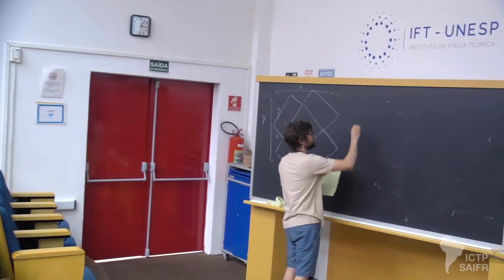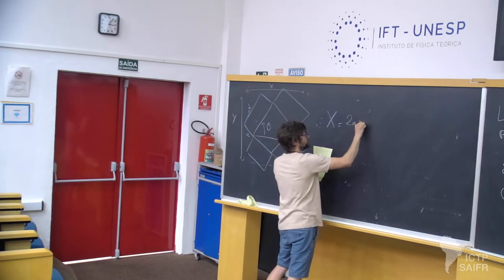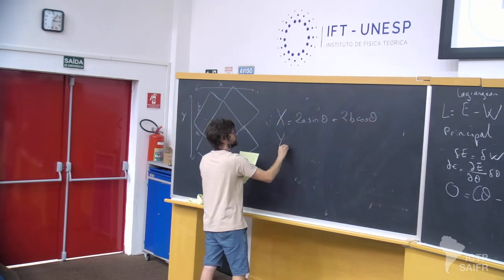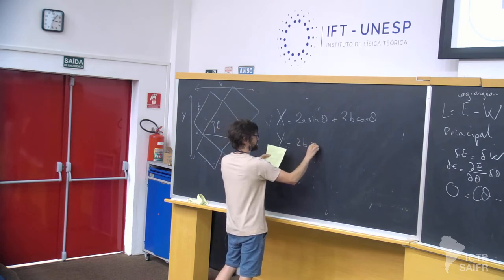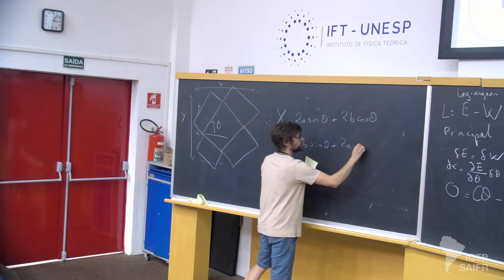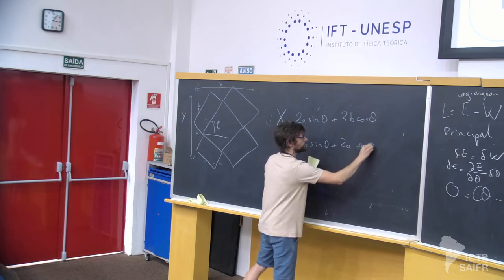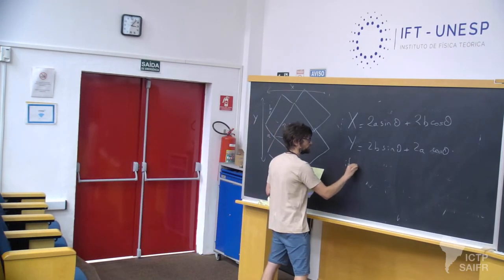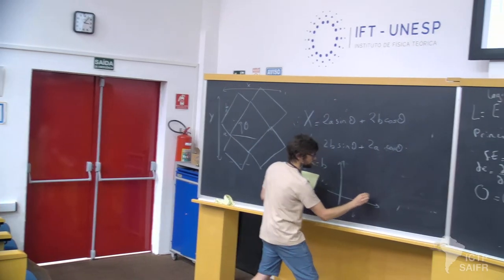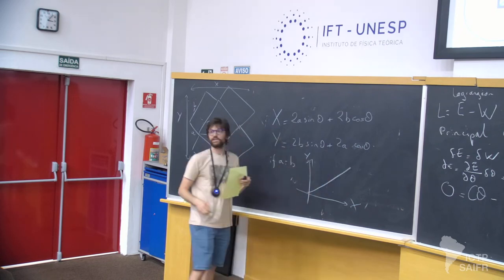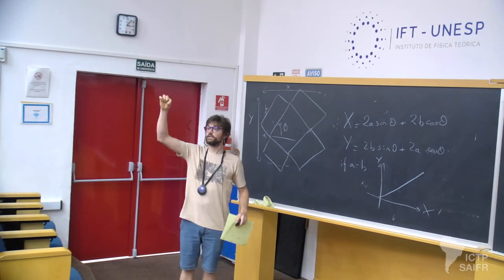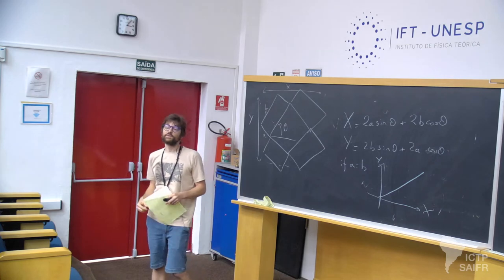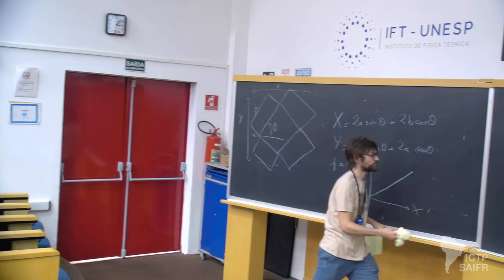What you find if you do that is that x is 2a sine theta plus 2b cosine theta, and y is 2b sine theta plus 2a cosine theta. So if a equals b, so if you're in the squares case, then x and y are linearly related. Which means you get back a purely auxetic material that changes the horizontal size exactly proportionally to the vertical size.